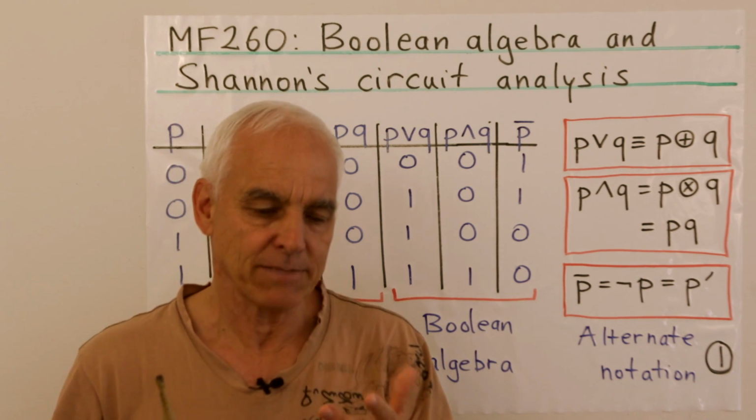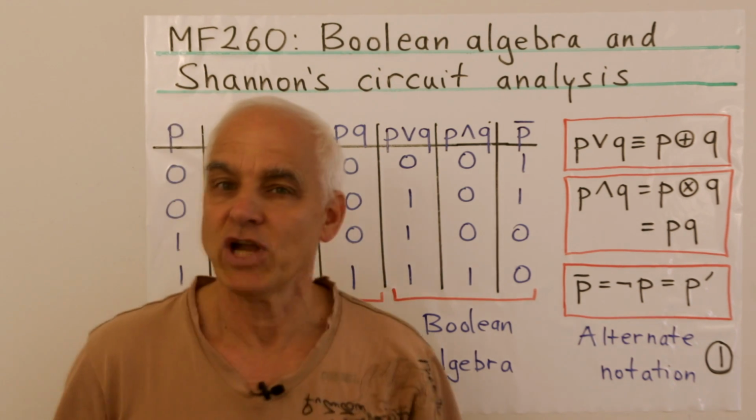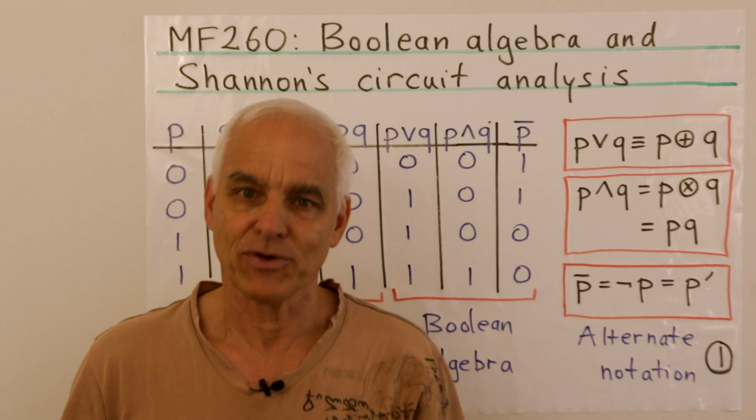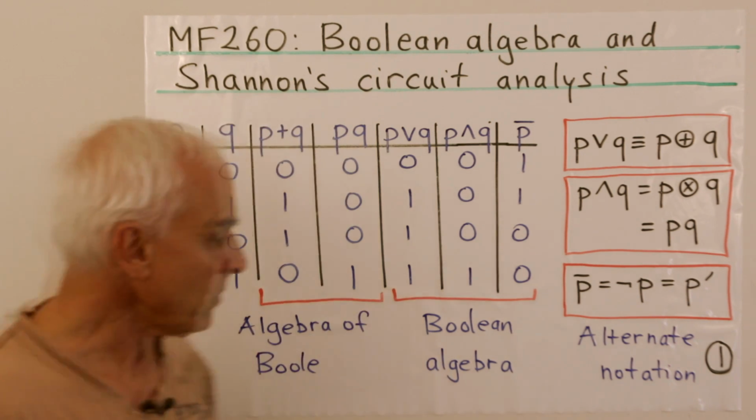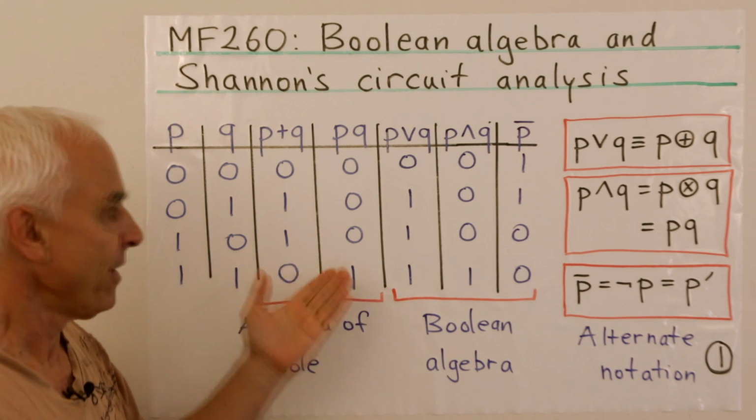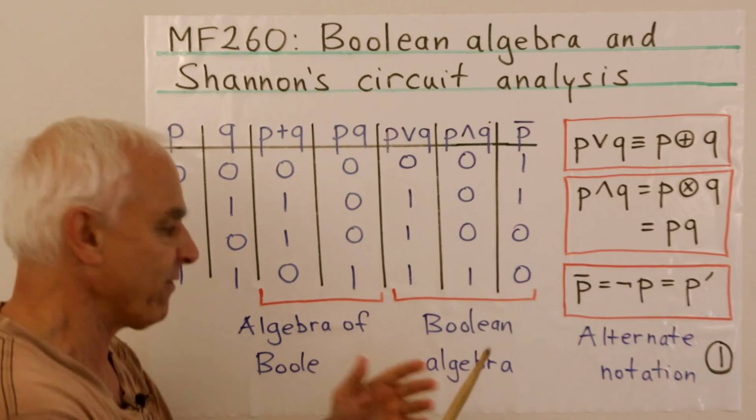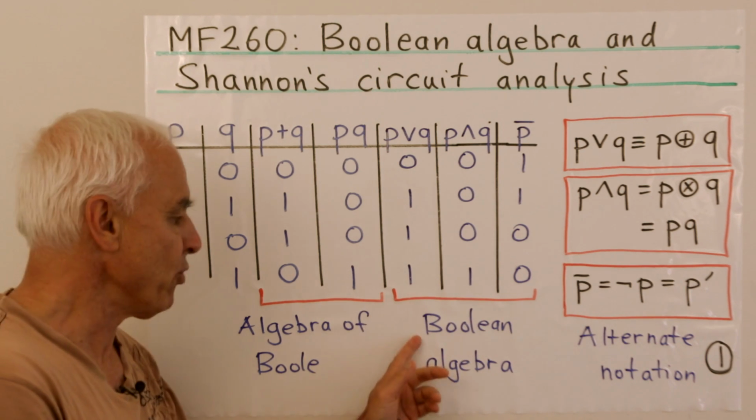So the story today is maybe a little bit novel because we're going to be looking actually very carefully at Claude Shannon's original paper, and there's certainly some surprises there. Okay, so to remind you, the basic setup is we're talking about the algebra of Boole, or almost equivalently, but not quite the same, Boolean algebra.